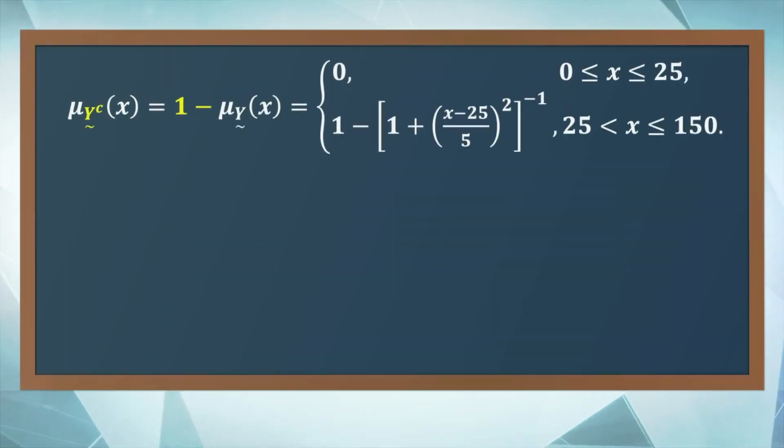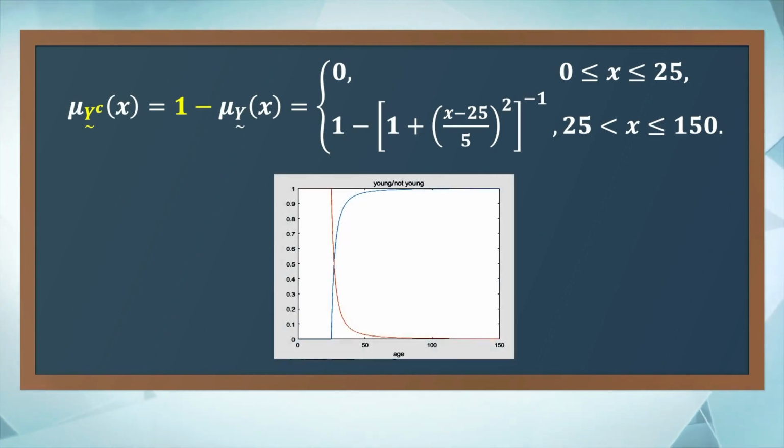Next, the complementation of Y. By the definition of complementation, the degree of membership of element X in the complement of Y equals 1 minus mu sub Y of X. The red curve represents the fuzzy set young, and the blue one represents not young. If X is less than or equal to 25, the degree of membership of X in the complement is 0. As one gets older, the membership function increases rapidly and goes approximately to 1.